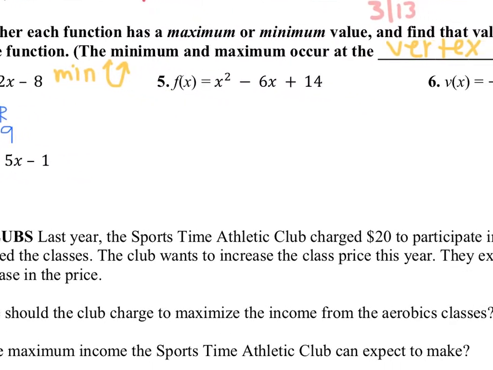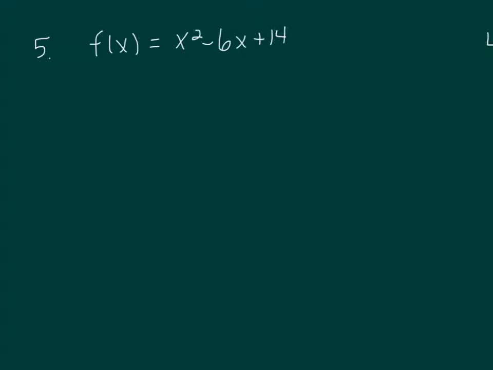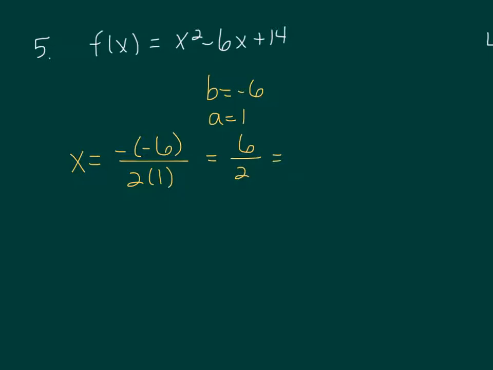Okay, on to the next one. We got to determine if it's a min or max. So since the a value is positive again, this will be a minimum because it will open up. Again, finding vertex, x equals negative b over 2a, b equals negative 6, a equals 1. So x equals negative of negative 6 over 2 times 1. So that's positive 6 over 2, which is 3. That's the x value of the vertex.